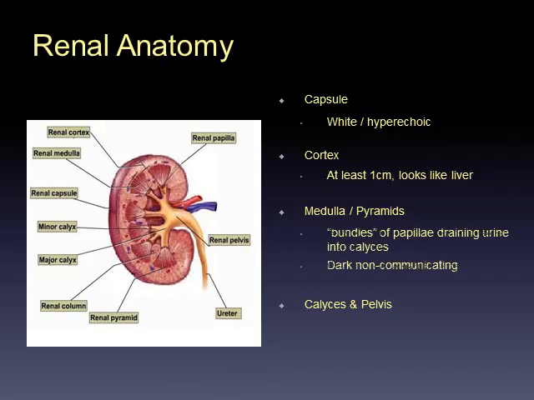Now, the pyramids are bundles of the papilla, which are the collections of all the collecting tubules from the nephrons. As such, they are draining urine into the rest of the collecting system, and they will show as dark on a scanning image. They are not always evident, but in a patient who is normally hydrated or has just taken on a fluid load and is producing urine, they may be quite obvious.